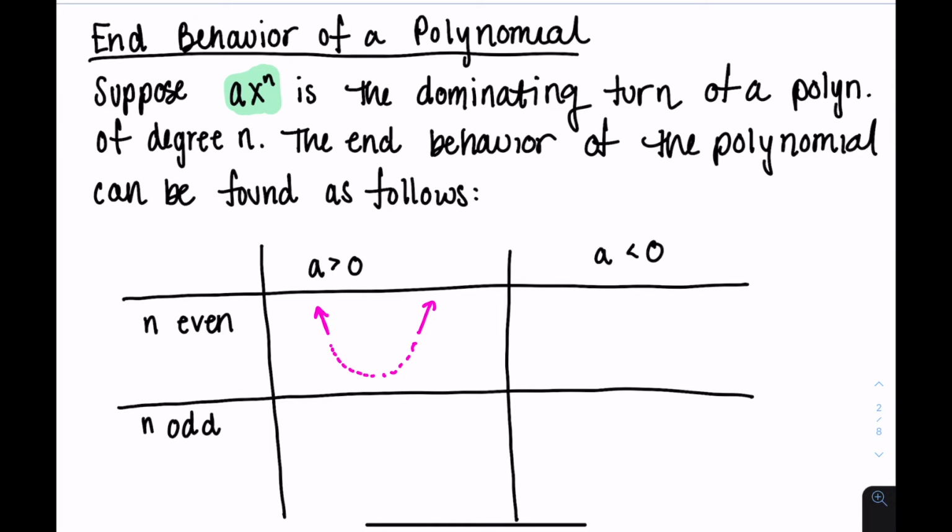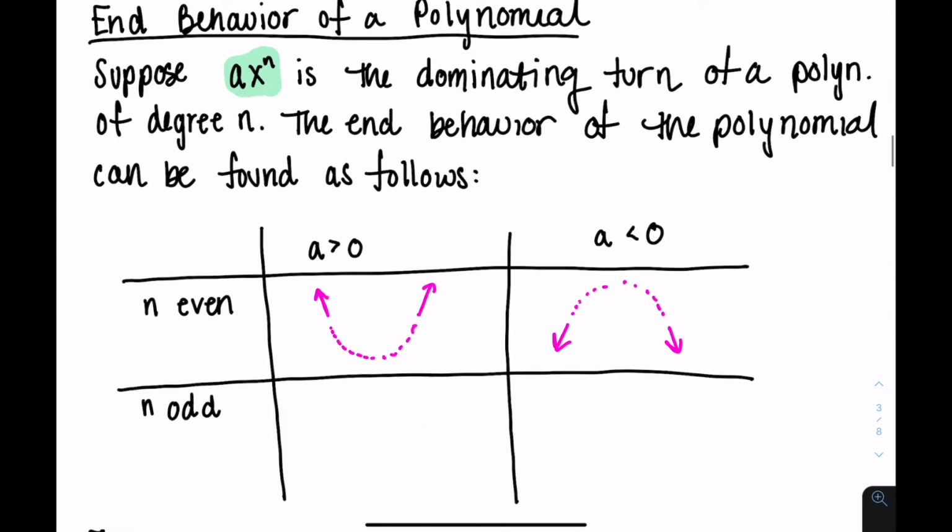In the case that a is negative, kind of like negative x squared, the end behavior is going to be down, down, because that negative coefficient out front is going to tell you to reflect over the x-axis. And again, don't know what happens in between. We just know about the end behavior based on the value of a and n.